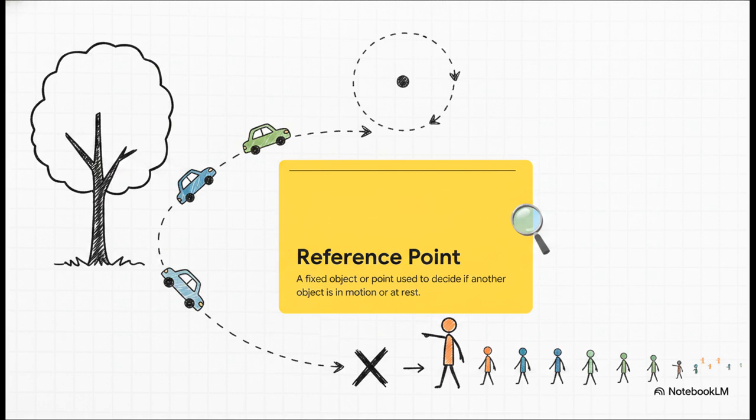The absolute foundation of all movement is something called a reference point. A reference point is simply a fixed object or a spot that you use to compare against something else. By definition, an object is only in motion if its position changes with respect to that reference point over time. Basically, without a reference point, motion doesn't really mean anything. It is 100% dependent on your perspective.